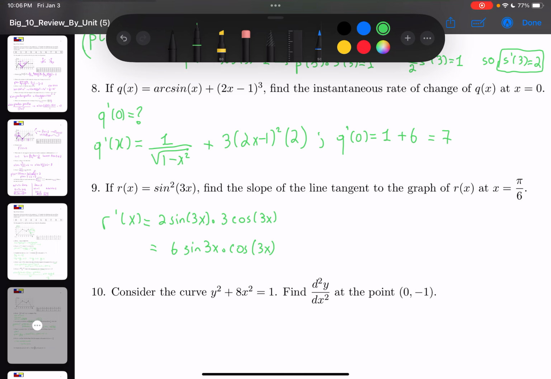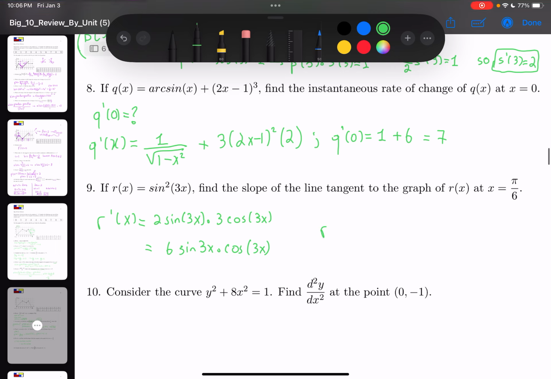Okay, so now we're going to find r prime of pi over 6. So 6 sine. So 3 times pi over 6 is going to be pi over 2, cosine, also pi over 2. If you haven't memorized the unit circle table yet, you should. Sine pi over 2 is going to be 1. Cosine pi over 2 is going to be 0. It'll end up being 0.